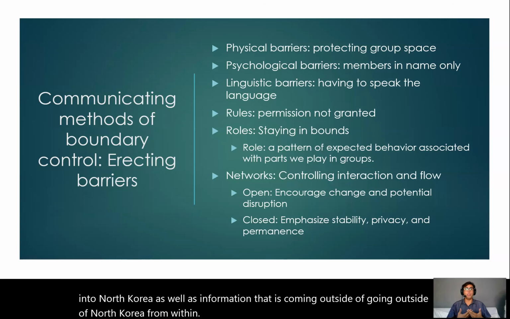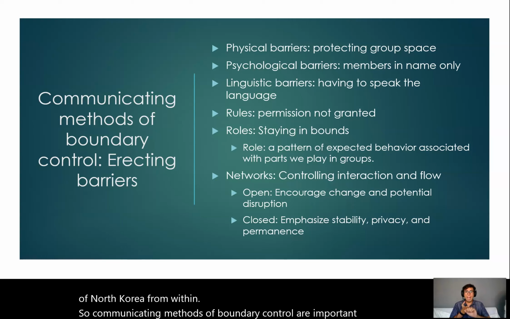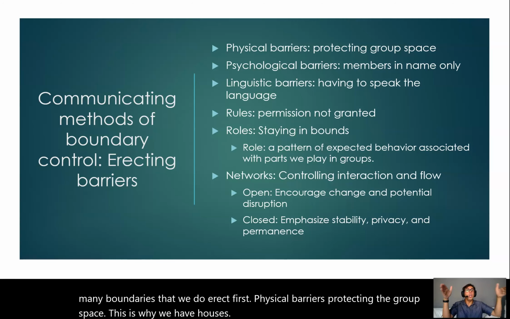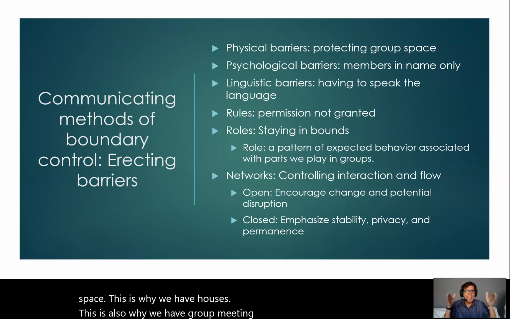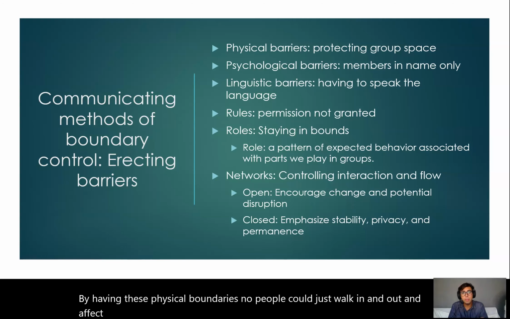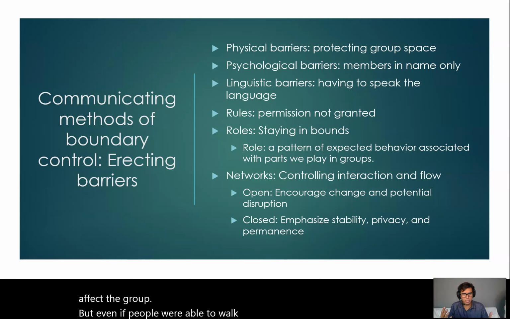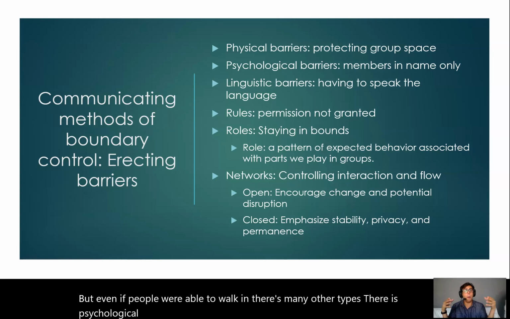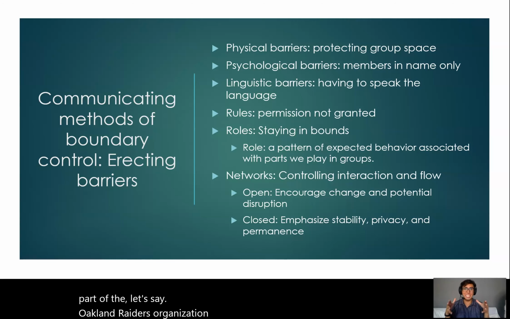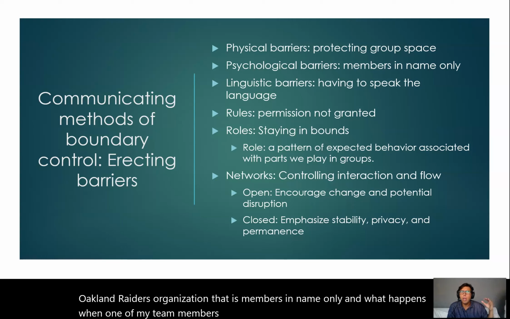So, communicating methods of boundary control are important, and there are many boundaries that we do erect. First, physical barriers, protecting the group space. This is why we have houses. This is also why we have group meeting rooms. By having these physical boundaries, people cannot just walk in and out and affect the group. But even if people were able to walk in, there are many other types. There are psychological barriers. They are members in name only, meaning that if we are part of, let's say, the Oakland Raiders organization, that is members in name only. And what happens when one of my team members gets moved to the Kansas City Chiefs?